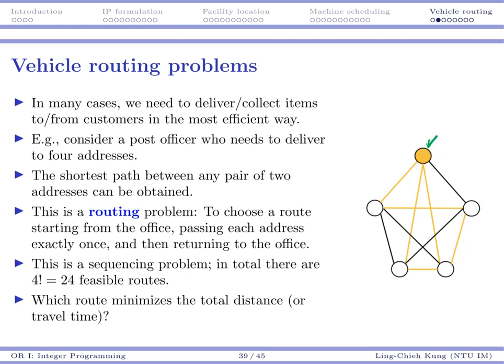There can be, of course, some other routes. For example, maybe you do it in this way, right? It's also a route. So you don't know which one is good in some sense. In this case, we may want to sequence the visit. If that's the case, then again, you have 4 factorial. If you have 8 points to visit, you have 8 factorial, and so on. When you have too many points to visit, there is no way for you to enumerate all these possibilities. So we want to, again, rely on integer programming to help us.